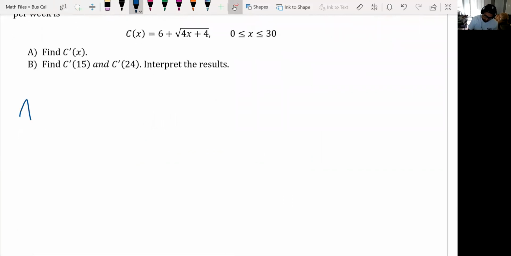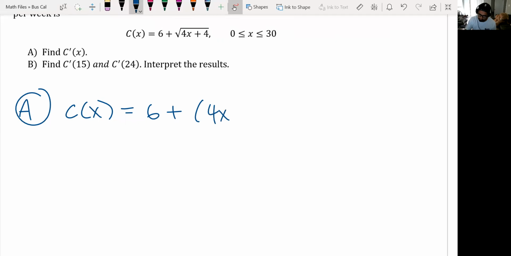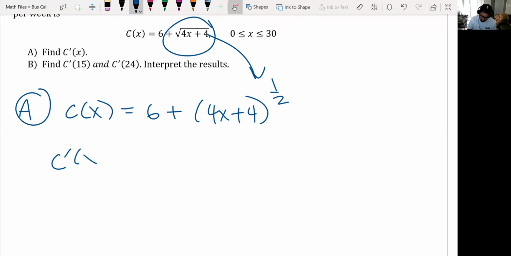So for A, we first have to rewrite the cost function. Six plus 4x plus 4 to the 1/2. That's it. We just had to go from radical to rational. We are now ready for the derivative, and you get C prime of X: the derivative of 6. It's a constant. The derivative of 6 is 0.